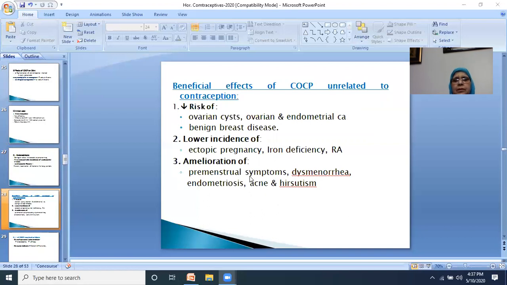Apart from contraception, they produce some other beneficial effects, which include decreased risk of ovarian cyst, decreased risk of ovarian and endometrial carcinoma, and benign breast disease. Then ectopic pregnancy, iron deficiency anemia, and rheumatoid arthritis, their incidence is decreased. Then there is amelioration of premenstrual symptoms, dysmenorrhea, endometriosis, acne, and hirsutism.